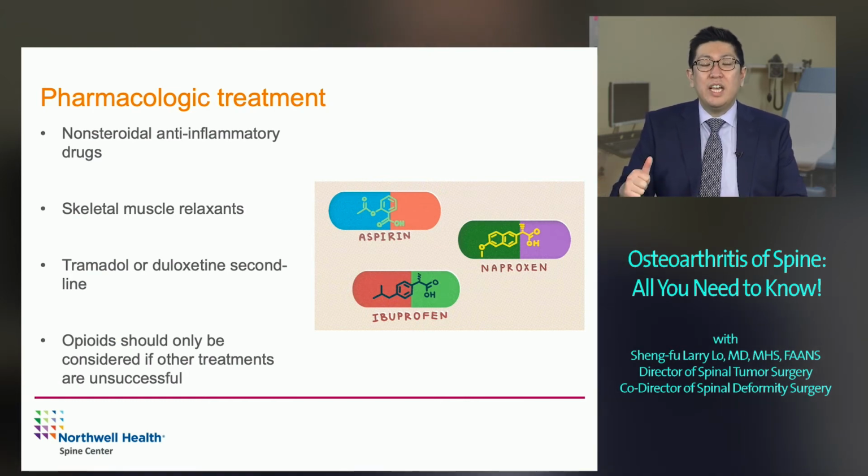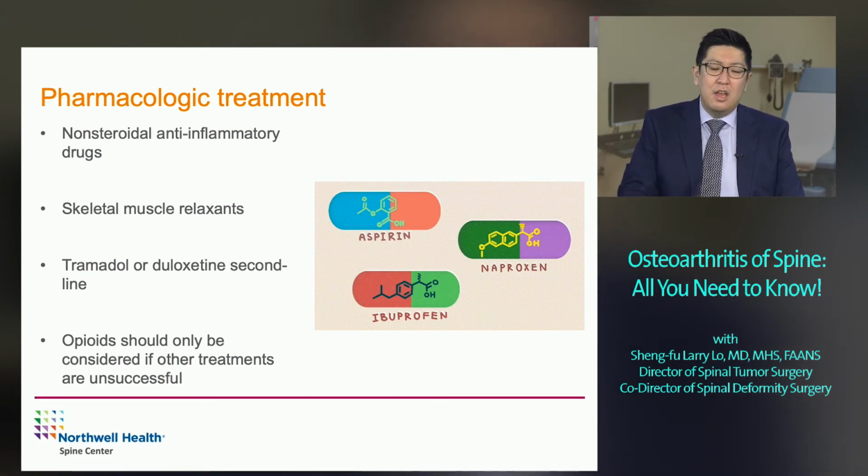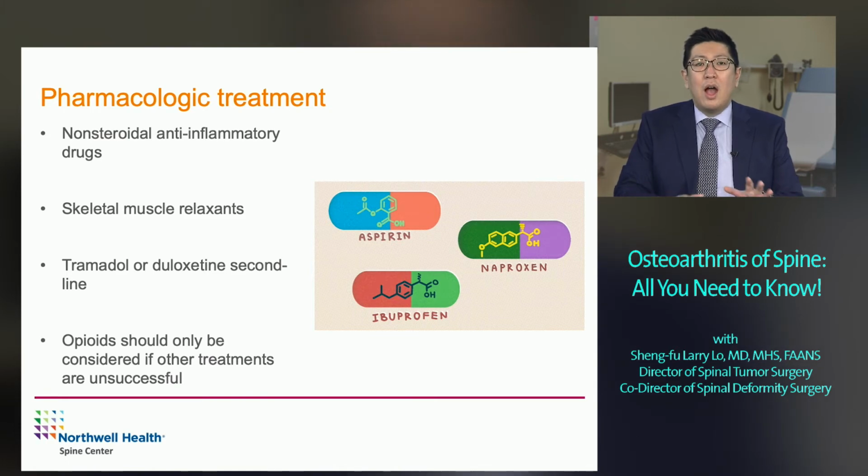When anti-inflammatories or muscle relaxants don't work, then we move on to the next tier, which is to use a weak narcotic such as tramadol or an antidepressant such as duloxetine. These are typically not considered first line, and I would caution against using these medications right off the bat. For the most part, narcotics such as opioids should really be used only if other treatment modalities have failed.